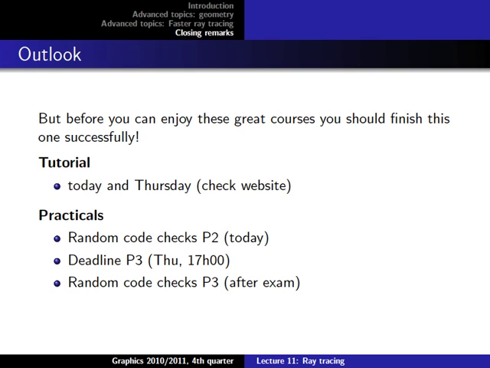And because the holidays start afterwards, we have to be faster with P3, so we cannot delay it. So this is the final deadline. If you have problems with the submit system, just put it on a USB stick and give it to one of the teaching assistants who is in the room there before 5, and then they can bring it to me afterwards, and I can still put it in the system afterwards. But the system officially closes at 5.